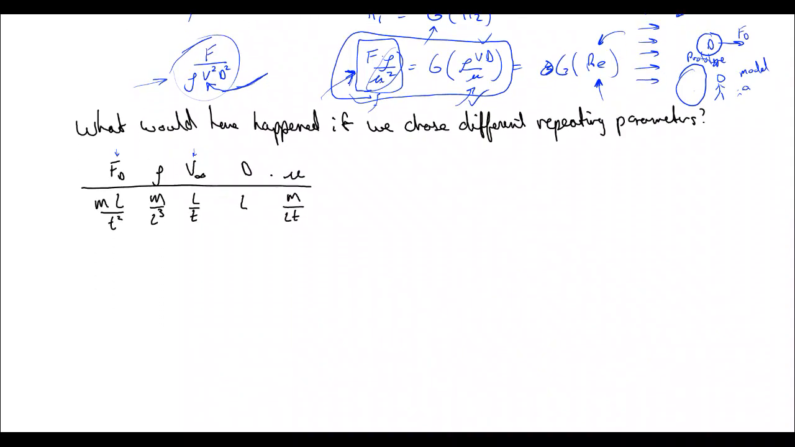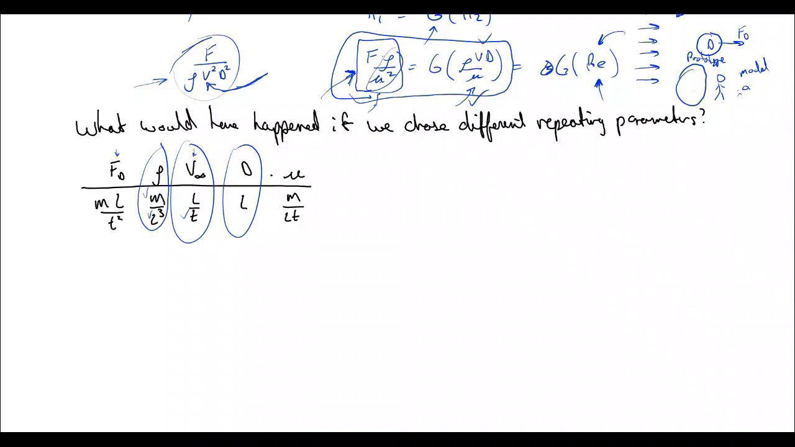So instead of rho, d, and mu, which is what we chose last time, we're going to choose rho, v, and d as our repeating parameters. Let's check our three rules to make sure that these repeating parameters work. Our first rule is that all of our physical dimensions, our primary dimensions, have to be represented. So are they represented? We have mass, length, and time. Yep, check, check, and check.